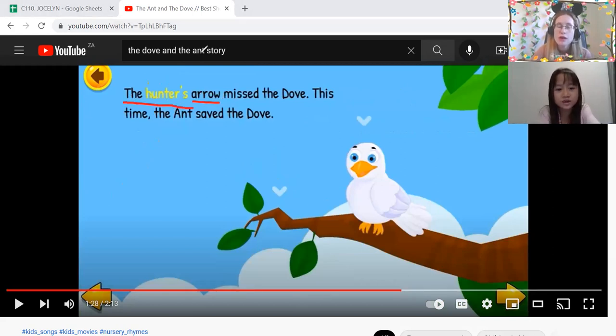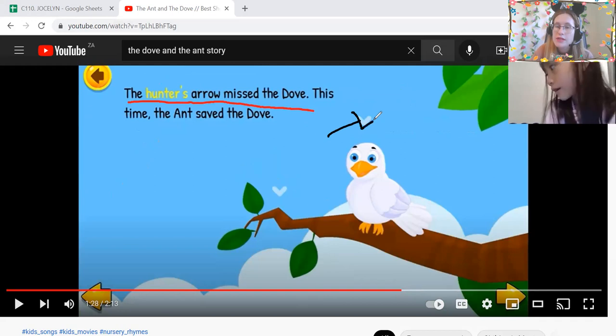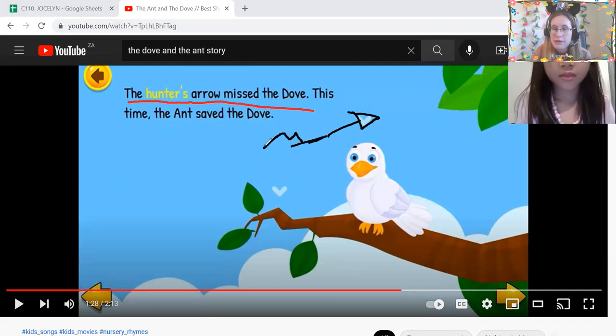The hunter's arrow. Missed the dove. Missed the dove. Okay, here's the dove. The arrow. Okay, it missed the dove.